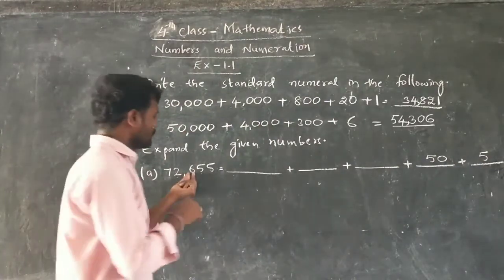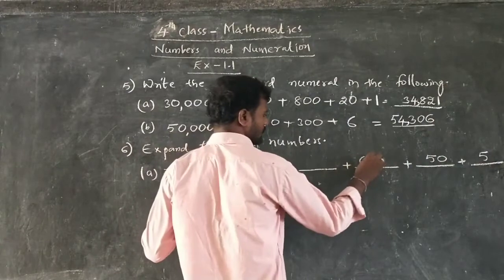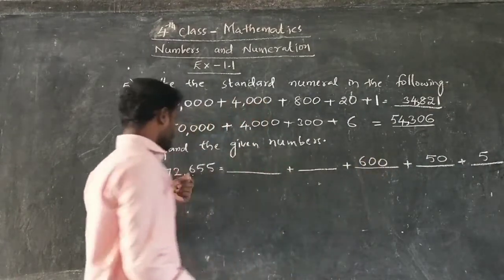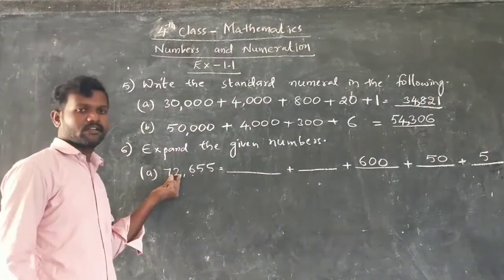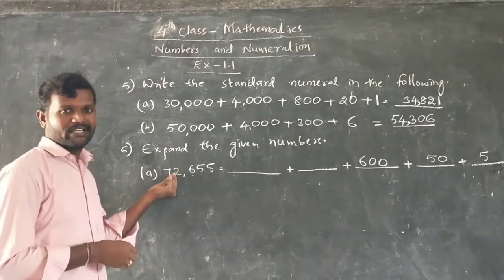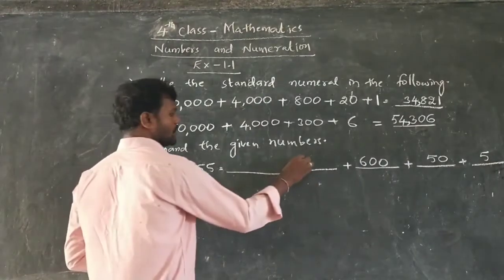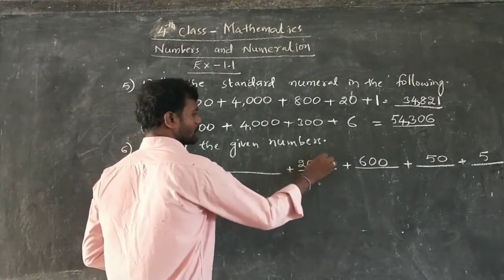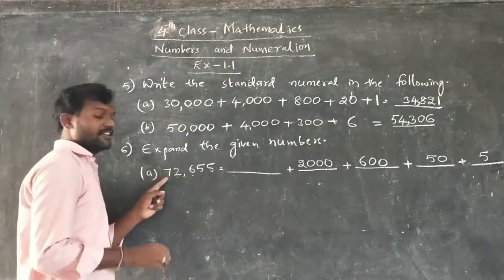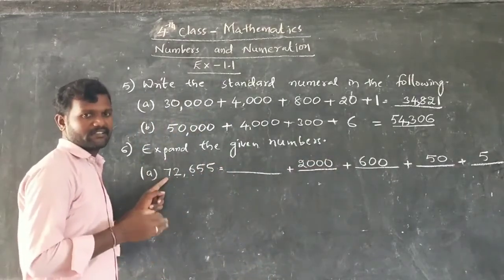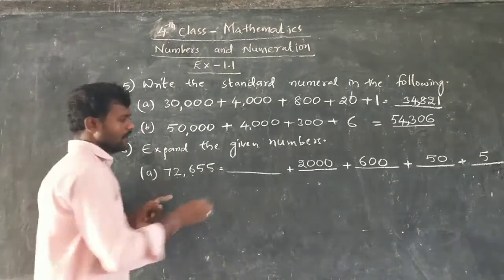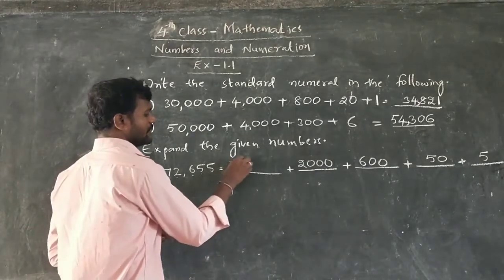Next, 6. 6 is in which place? Hundreds place. So 6 hundreds, 600. Next one, 2 is in which place? Thousands place. 2 is in thousands, so 2000. Next one, 7 is in 10,000s place. 7 ten thousands, how much? 70,000. So that is what you have to write.